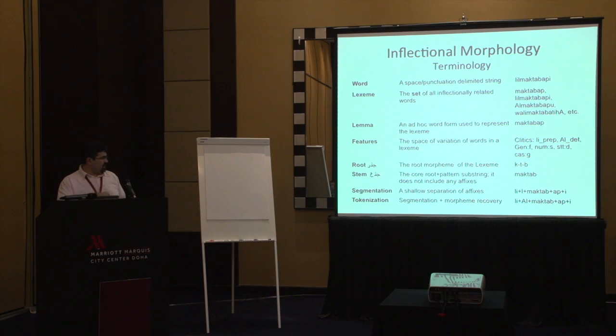The difference between segmentation and tokenization is that in segmentation, you don't do morpheme recovery. So for example, if you take a word like limaktaba, the alif in the definite article L is not actually written. So a simple segmentation would not show it. Whereas when you're doing tokenization, you would show it. People disagree on this. This I would say is probably more the terminology that I think is actually optimal and used in the work that we develop.